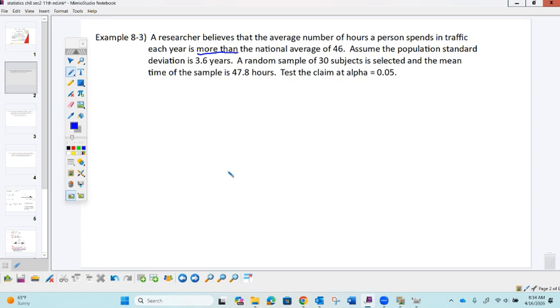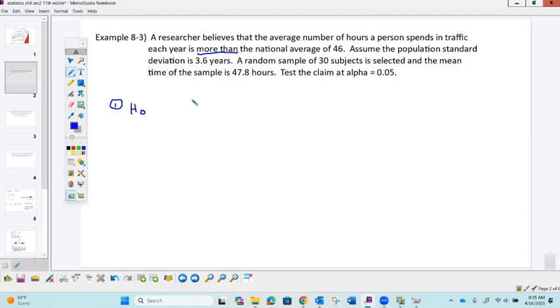Okay, if you haven't watched the overview for the steps on this, you might want to go back and watch that. If you have, you know there are 5 steps. We are going to start with step 1, and in step 1, we identify our null and alternative hypothesis. So we're going to say H sub 0.